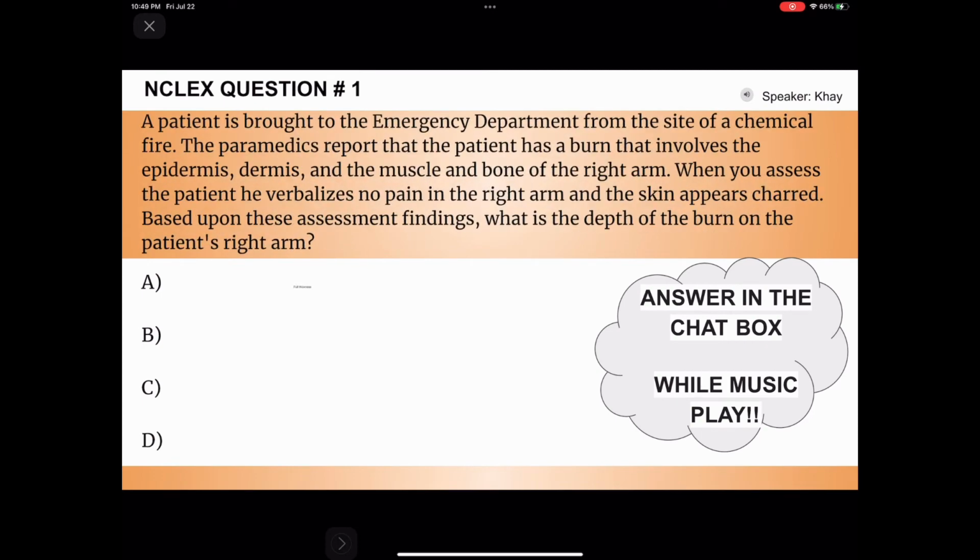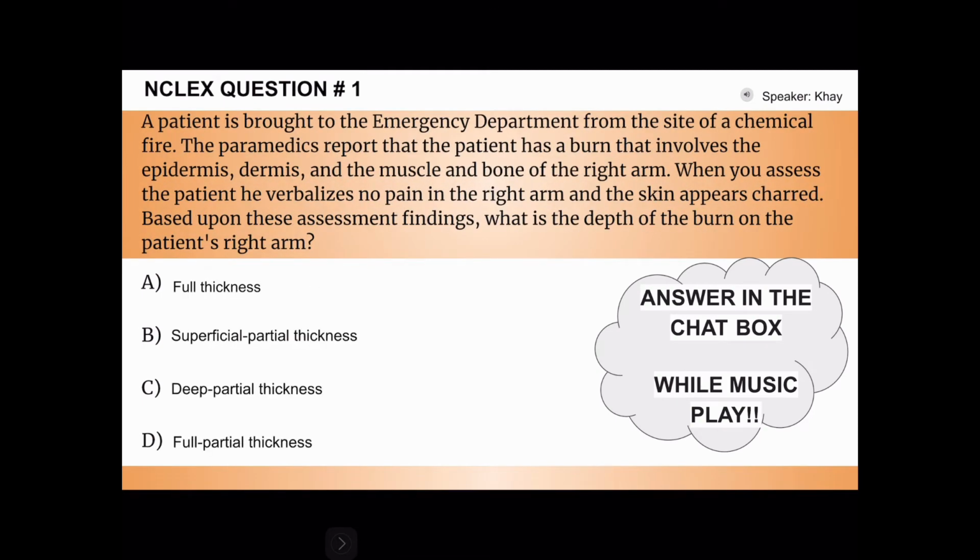NCLEX question 1. A patient is brought to the emergency department from the site of a chemical fire. The paramedics report that the patient has a burn that involves the epidermis, dermis, and the muscle and bone of the right arm. When you assess the patient, he verbalizes no pain in the right arm and the skin appears charred. Based upon these assessment findings, what is the depth of the burn on the patient's right arm? A. Full thickness. B. Superficial partial thickness. C. Deep partial thickness. Or D. Full partial thickness.